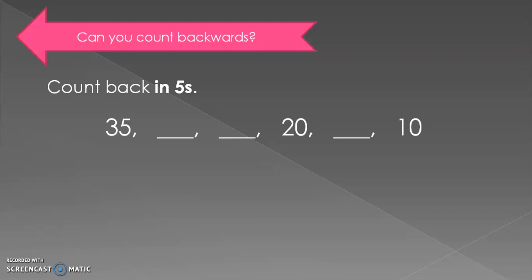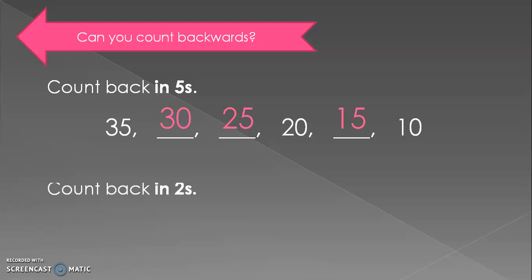Counting backwards in 5s. So here we have 35. Let's count backwards. 34, 33, 32, 31, 30. 29, 28, 27, 26, 25. And from 20, we get 19, 18, 17, 16, 15. Okay? So we count backwards.